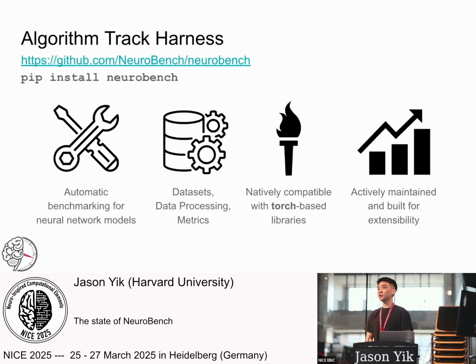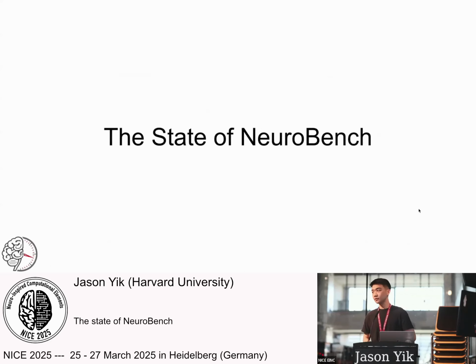All of the algorithm track, which is more research-oriented, is supported by an algorithm track harness, which is open source. You can find it on GitHub. You can install it directly with the command line. It's very easy. Automatic benchmarking for neural network models includes all the data sets for the tasks I presented and more. It's natively compatible with your torch-based libraries, so this helps research, and it is actively maintained and built for extensibility.